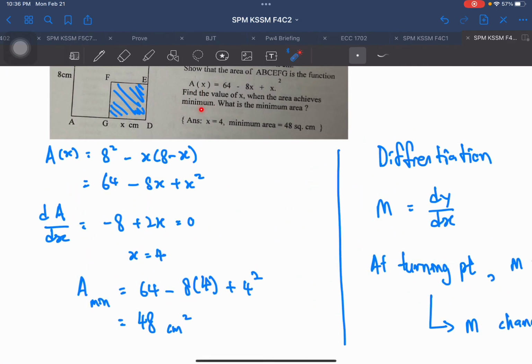Given that this is minimum point, so we know that at minimum point, this dA/dx is 0. So you differentiate A(x), you got 64 is deleted, and then minus 8x is minus 8, plus 2x squared, 2 comes down, and then minus 1 becomes 2x. Okay, so x equals 4 at the minimum point. So the minimum area is when x equals to 4, you just sub it back to the original equation. You got A equals to 48.